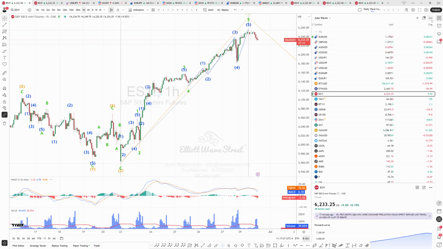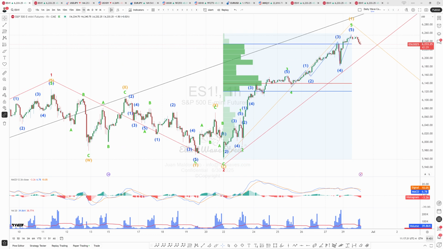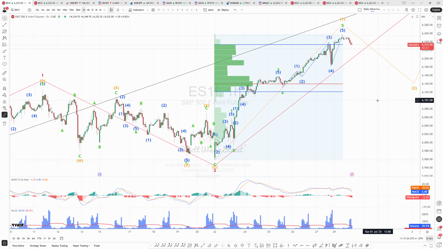Let's move into the market. This week we are looking, traders, for a retrace on the S&P. It's absolutely bullish, and I completely agree with the bullish move. The S&P is likely to continue higher, 6,500, 7,000 points probably by the end of the year.